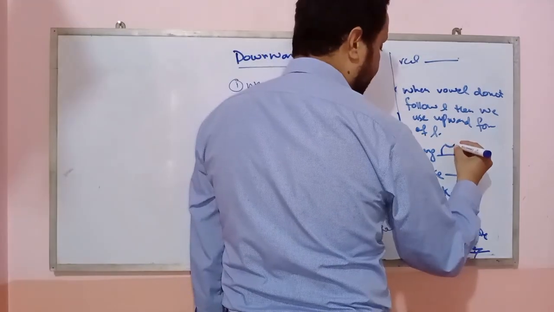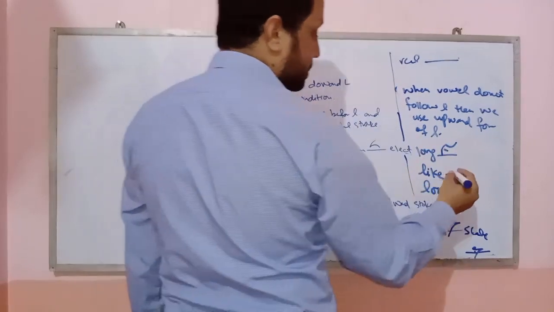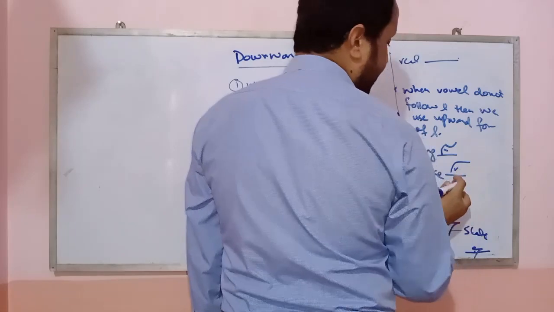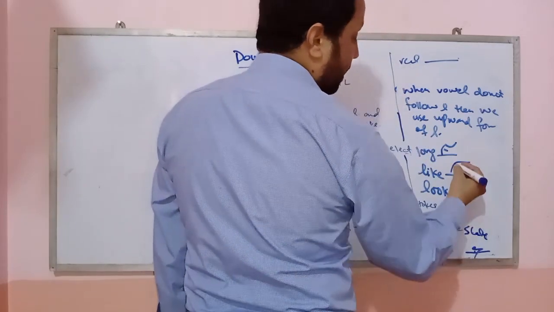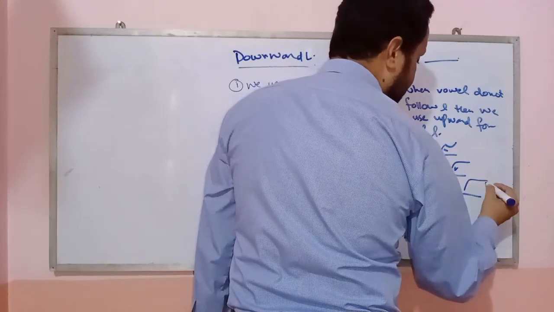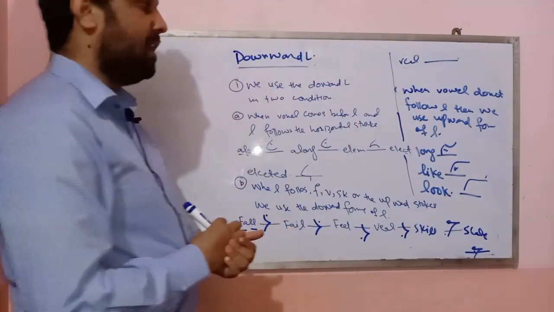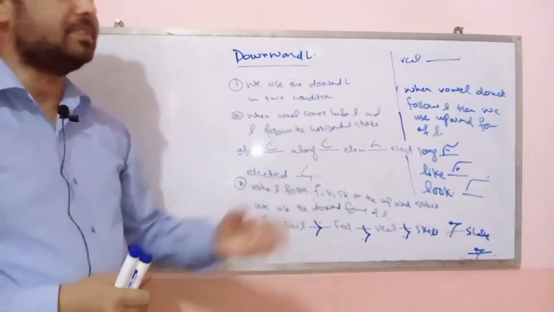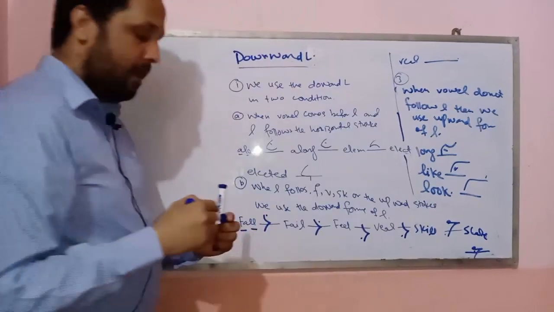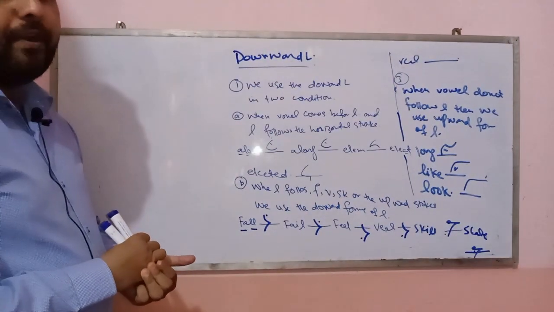L, with the long O sound, like look. It is a first place vowel. Like look, U sound before K, look. Now, what is principle number 3? Principle number 3 is that when vowels do not follow L, we use the upward L.